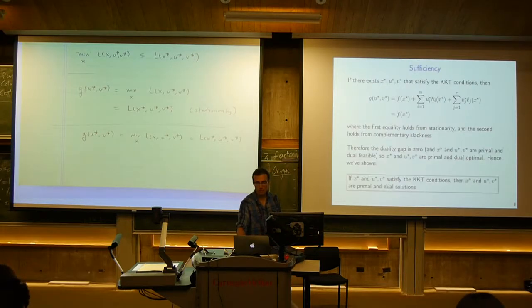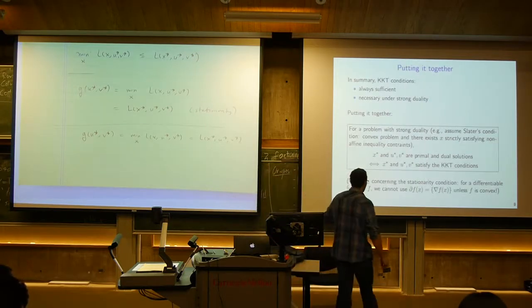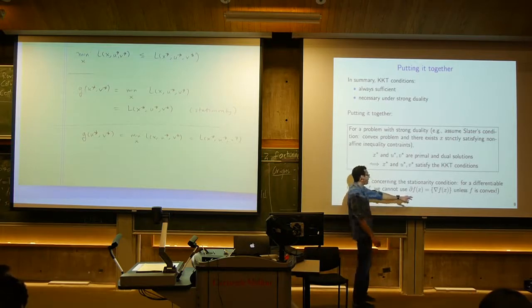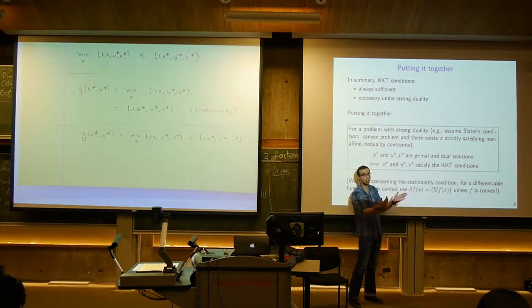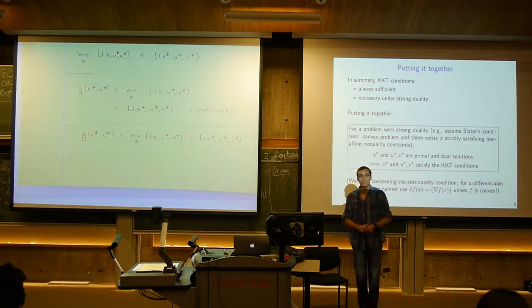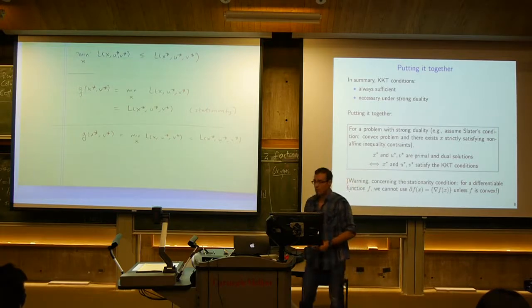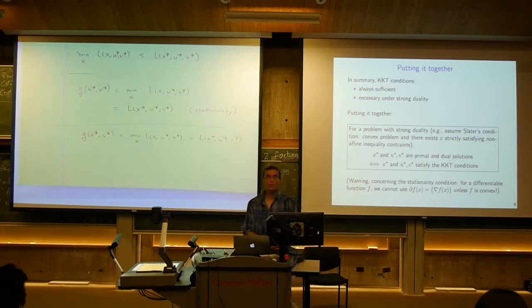So that's why I have this warning here, about the stationarity condition. For a differentiable function, we cannot use this idea that its subdifferential is just the set containing its gradient, or that the only subgradient of f at x is the gradient, unless we know the function is convex. So that's not true in general. So if you had a smooth non-convex problem, the stationarity condition could still be very hard to work with.